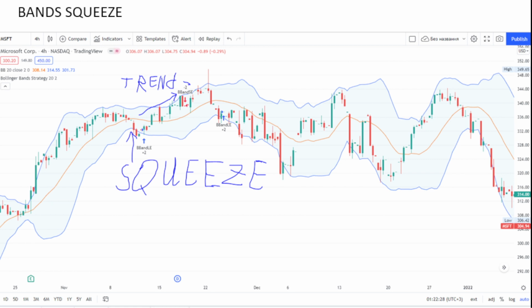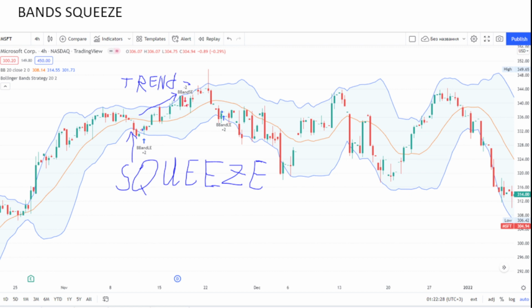Band squeeze. As I showed you on the calculation slide, the band consists of two parts: the moving average and the standard deviation. Under standard deviation, we can suppose volatility, right? The higher the distance between bands, the higher their volatility is, right? And here you can see this distance is shrinking, and it means that volatility becomes lower.